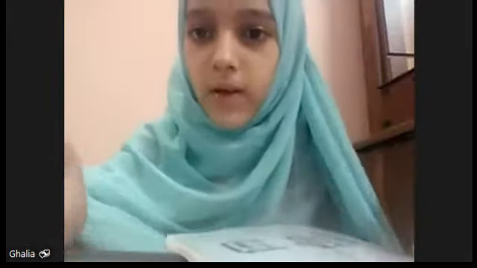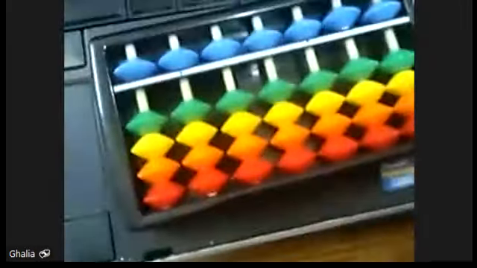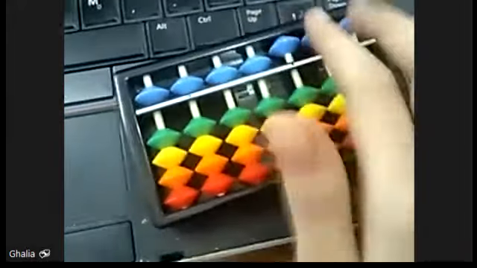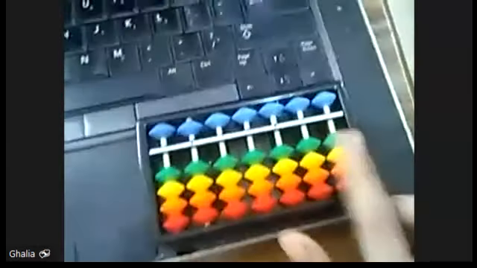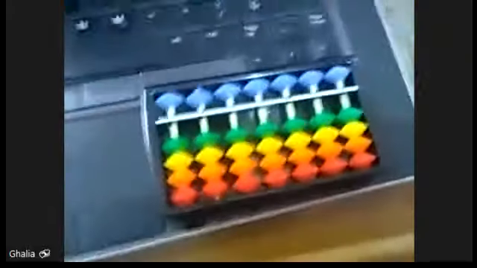Okay, so now we will do counting on abacus. So in abacus, the upper beads are 5, 50, 55. And these are 1 to 99. We will count from 1 to 99 in abacus today, okay?